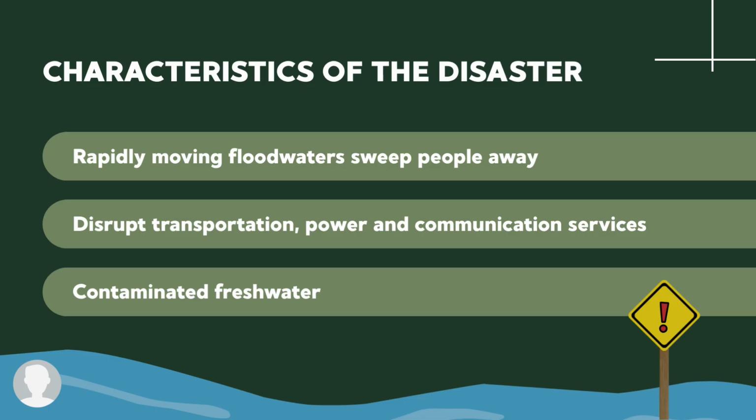Next, we've listed three main characteristics of the disaster. First, rapidly moving floodwaters sweep people away. Second, disrupt transportation, power, and communication services. Third, contaminated fresh water. The typhoon usually brings heavy rain, so a big flood is less likely during the strike. After flooding, many facilities could be destroyed, including transportation, power, and water supplies.